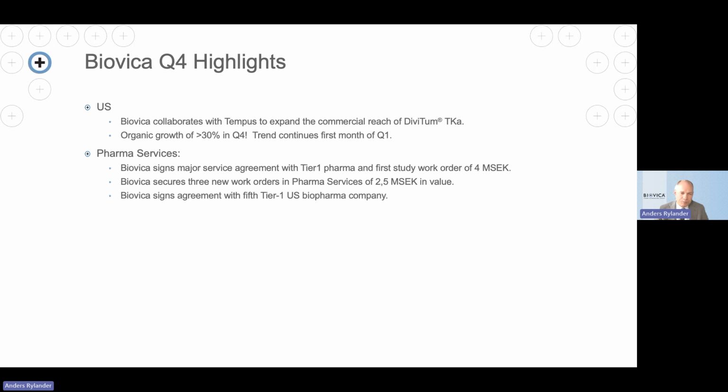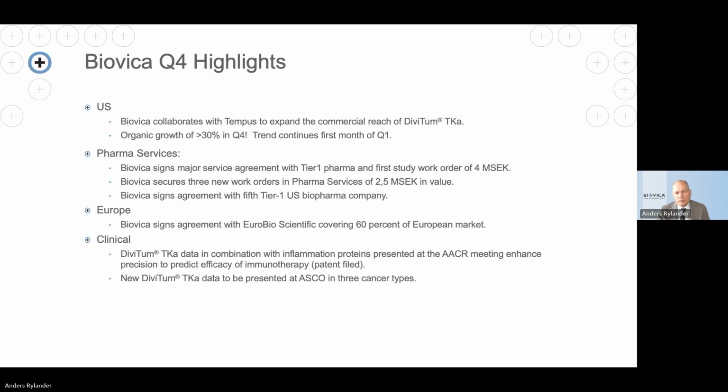In Europe, a very important milestone for us was the agreement that we signed with Eurobio Scientific, covering several countries in Central Europe, which corresponds to about 60% of the European market the way we've defined it, with the key markets. And together with the two previous agreements that we have, we now cover the key markets we are focusing on in Europe.